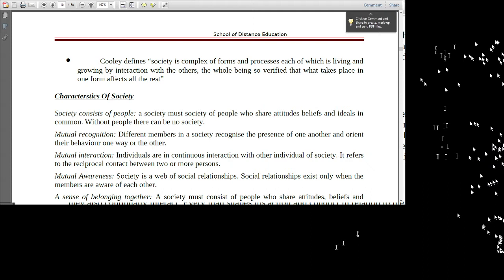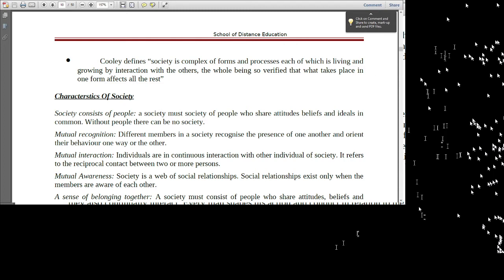And the third characteristic of society is mutual interaction. Mutual interaction means individuals are in continuous interaction with other individuals of society. That means we are interacting with you, I am interacting with you, you are interacting with me, and there is continuous interaction among ourselves. It refers to the reciprocal contact between two or more persons. That means there are a lot of individuals in the society, mutually interacting at all times. That is another characteristic of society.